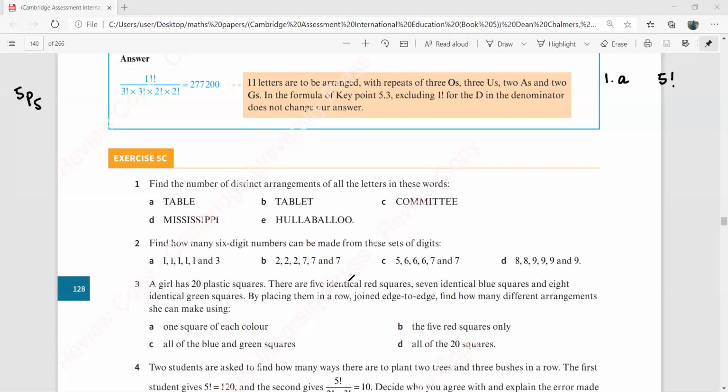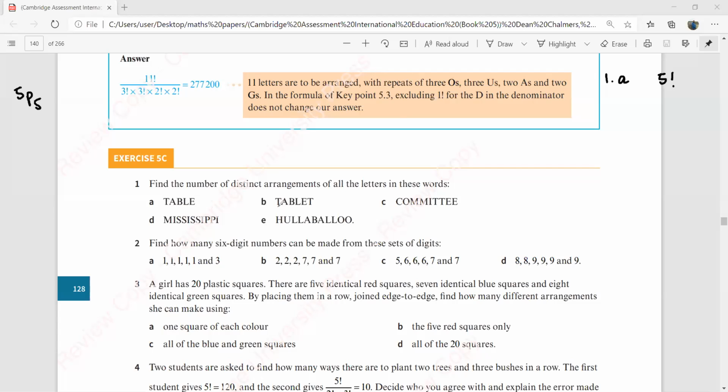These arrangements of these 5 letters are exactly the same as what we were discussing yesterday: to interview 5 people, or to do 5 different tasks in different orders. So that is going to be 5 factorial.